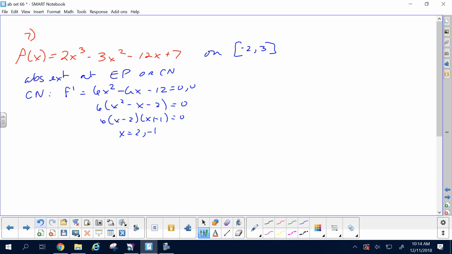Oui. All right, now both of those candidates are inside the region, so they are viable candidates. If one was outside the region, we would dump it. So let's go with each candidate, F at each candidate, or what's the y value at each of the possibilities? At negative 2, I get 2 times negative 8 minus 3 times 4 plus 24 plus 7.